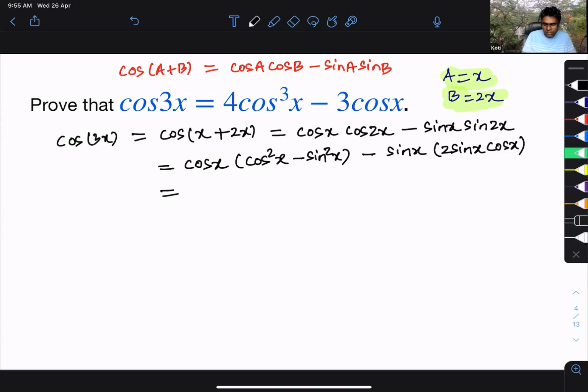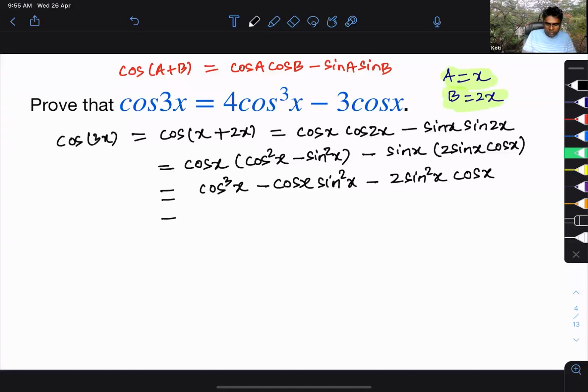Before that, it's a good idea to open them up. So what do you have? Cos x into cos square x is cos cube x, minus cos x into sin square x, minus 2, you have sin x into sin x, which is sin square x, multiplied by cos x.